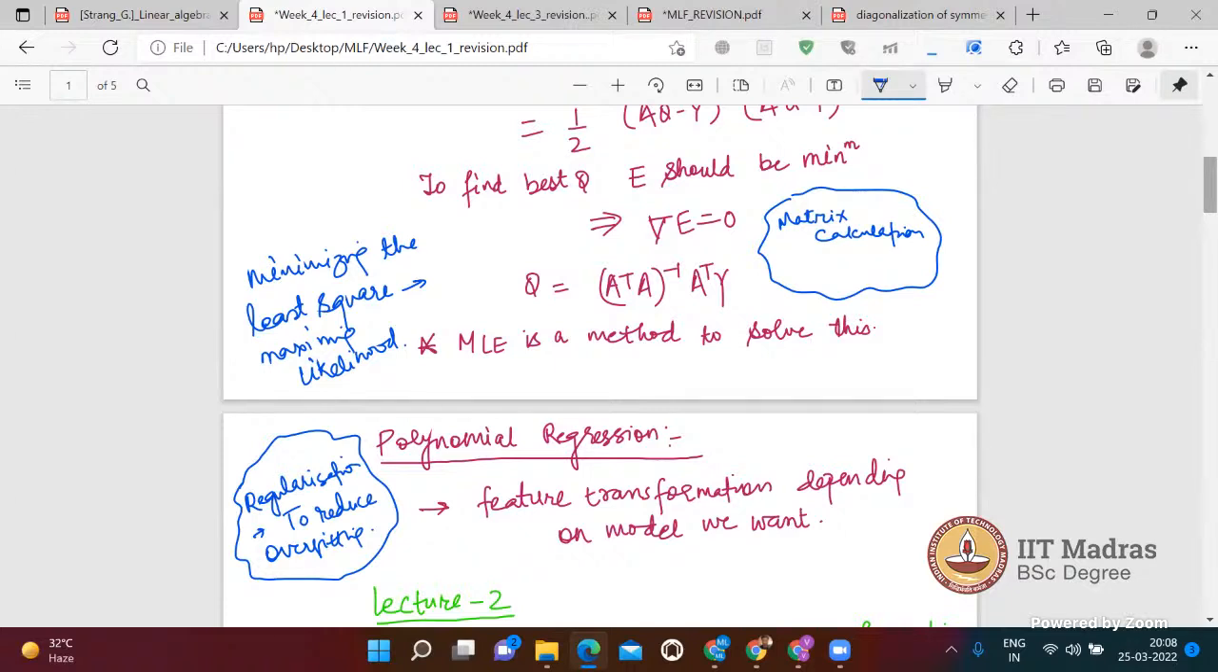So whenever we do such things, we are increasing not the dimension, but the power of the data sets. For example, if I've taken x1, x2, and then x1 square, I did some transformation on the data sets. If I'm trying to build some sort of model with the help of those data sets, then that will come under polynomial regression.